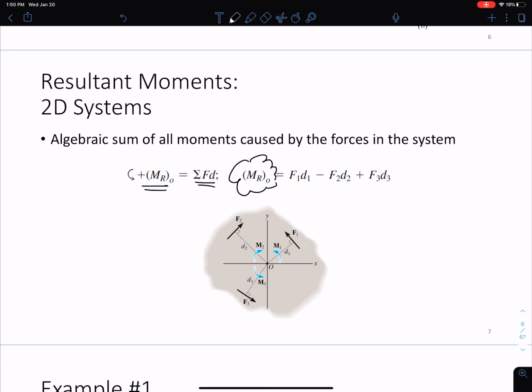And it's good to remember that the moment is dependent on where I am summing the forces about, right? Because here I've chosen point O, so I need these perpendicular distances to point O. If I was choosing a different point, I would have different distances, and that would change my moment. So the point that I am summing moments about is very important, and that's why here I'm making it clear that these summations are about a specific point, and that point is point O.